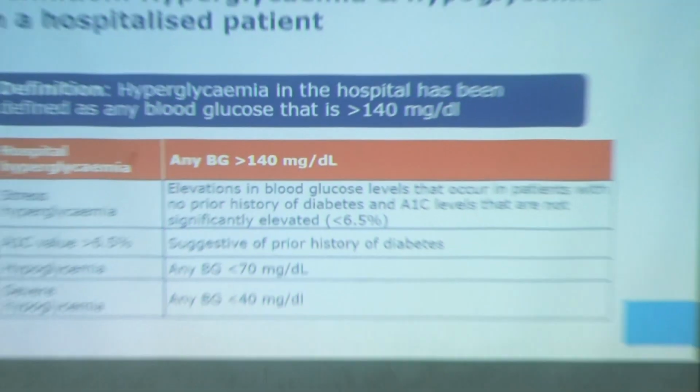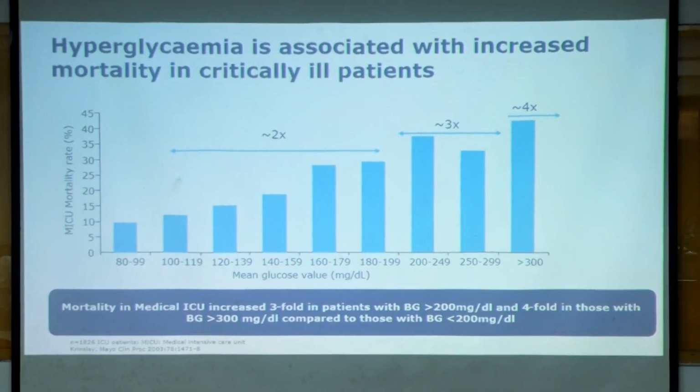So by definition, what is hyperglycemia in a hospitalized patient? Any patient with hyperglycemia in the hospital has been defined as any blood glucose more than 140 here. Very strict control of blood sugar parameters. Stress hyperglycemia, as I told you, has an A1C of less than 6.5. If the A1C is more than 6.5, it suggests a prior history of diabetes. And we call it hypoglycemia when the sugar level goes below 70, and severe hypoglycemia when the blood sugar goes below 40. So this is the definition and details of the glycemic status.